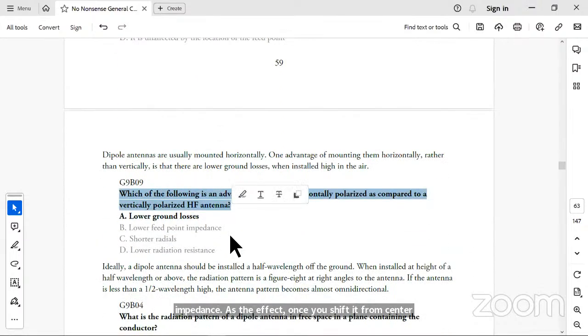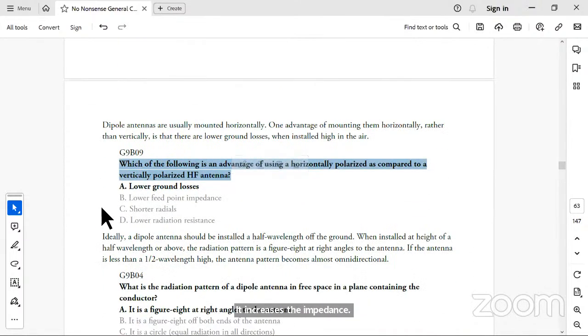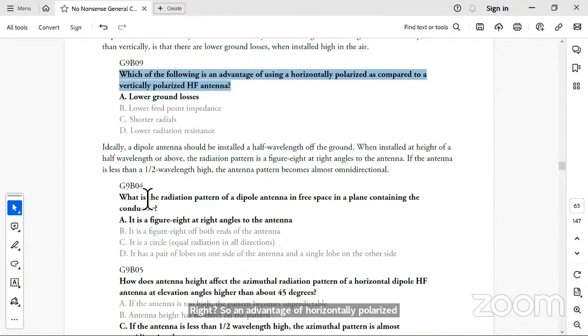Next question. Which of the following is an advantage of using horizontally polarized as opposed to a vertically polarized HF antenna? So we said the advantage of using horizontally polarized is that we have lower ground losses. We did say if we use a vertically polarized antenna, the reflective ground losses are increased, right? So an advantage of horizontally polarized antennas is lower ground losses.